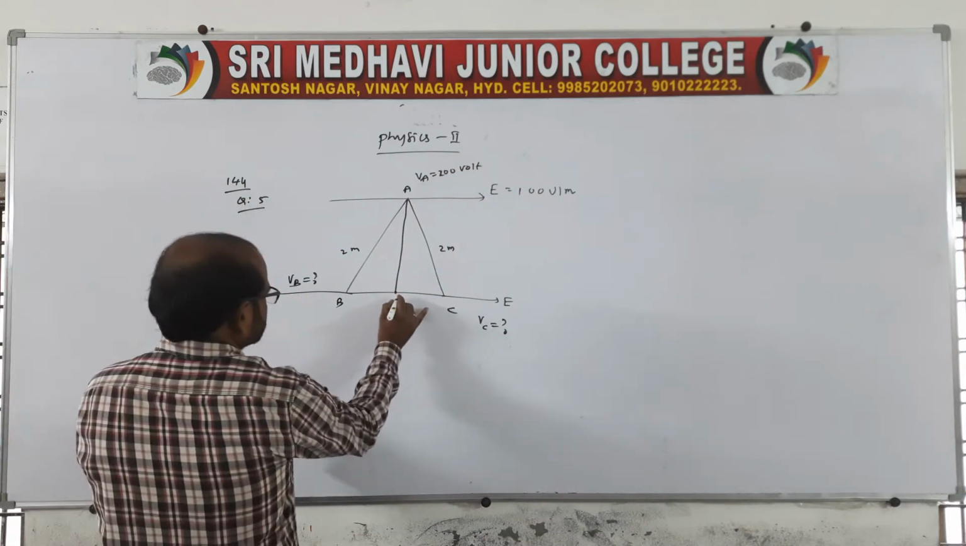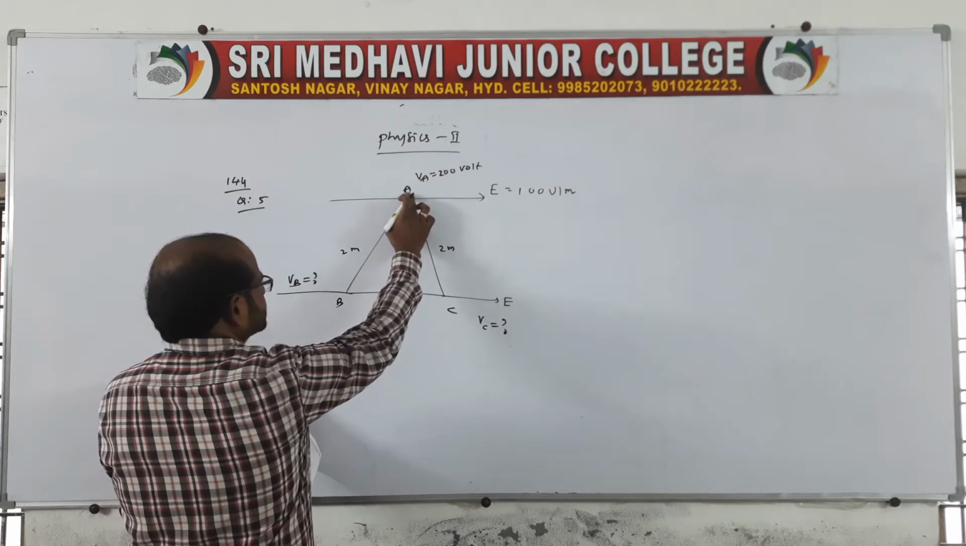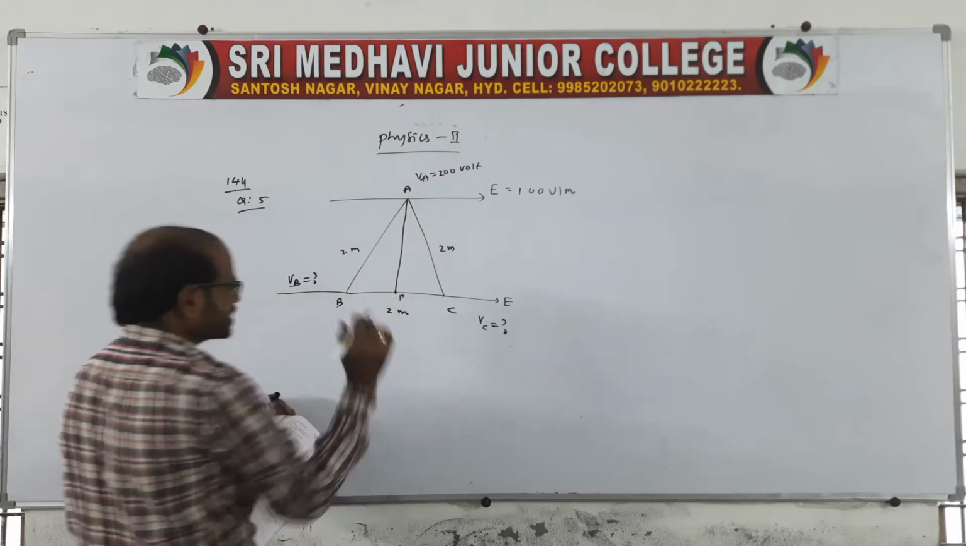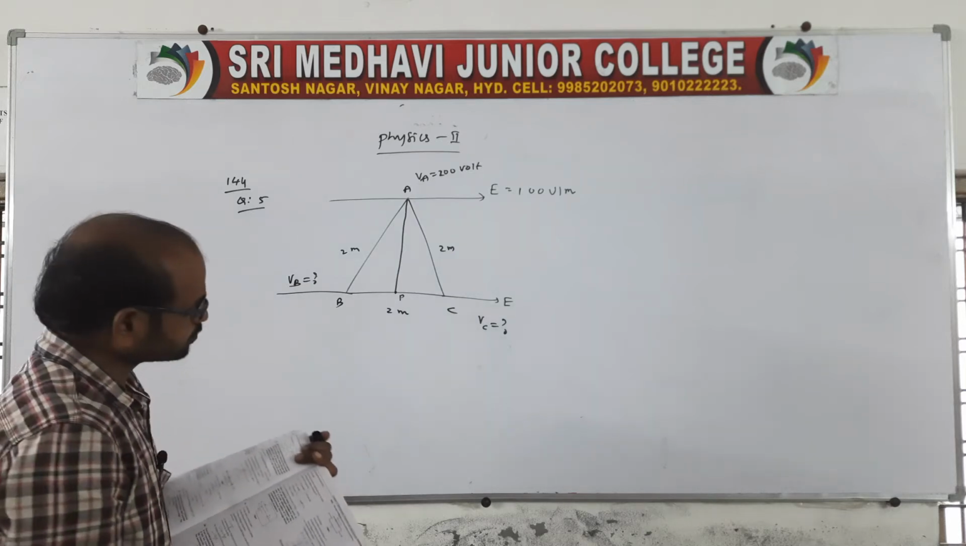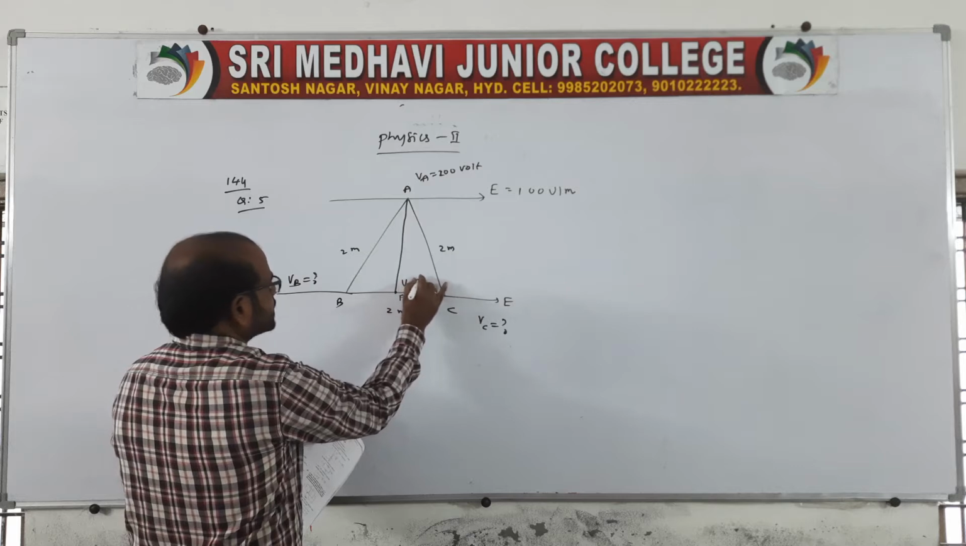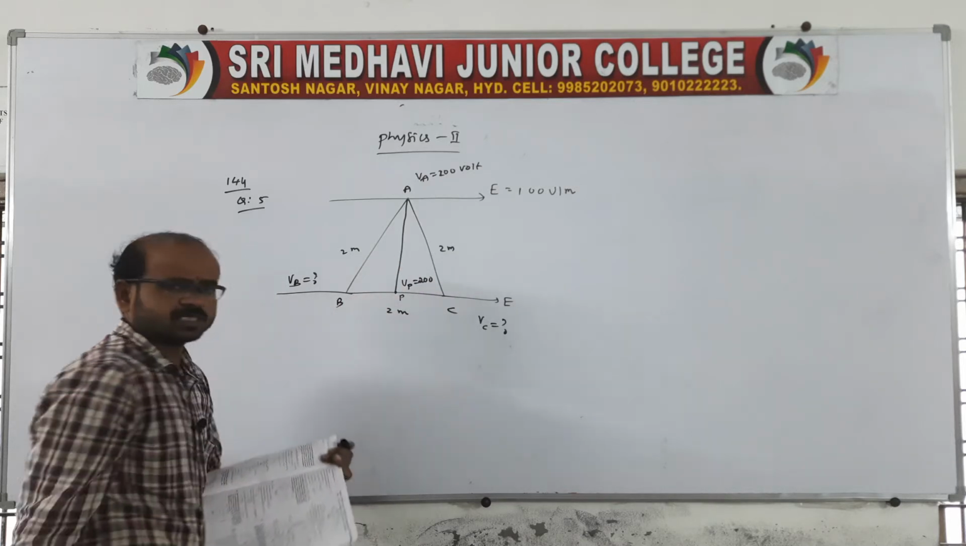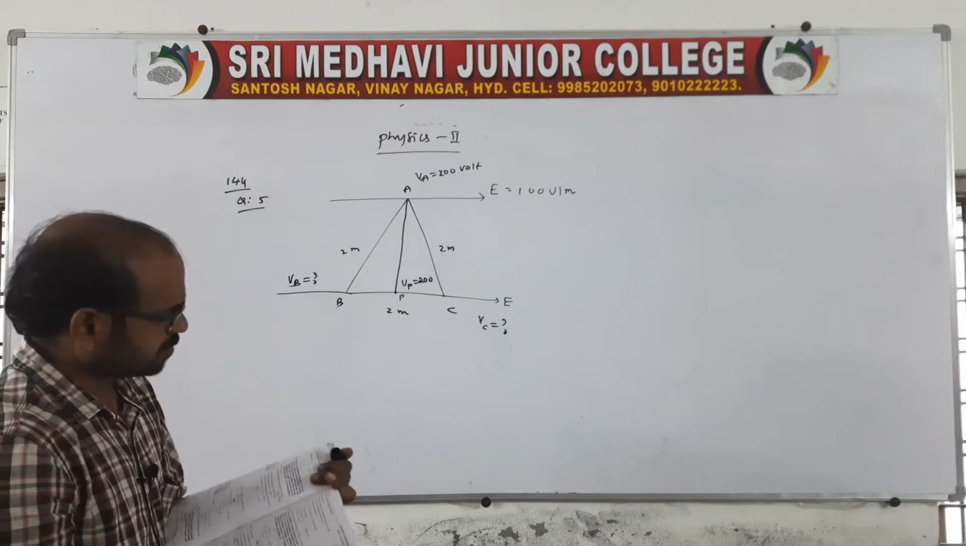At this point, call it P. Whatever the potential at A is will be the same potential at P also. So VP is equal to 200 only. Now between these two you get, and between these two you get. That's enough. This is the method to do.